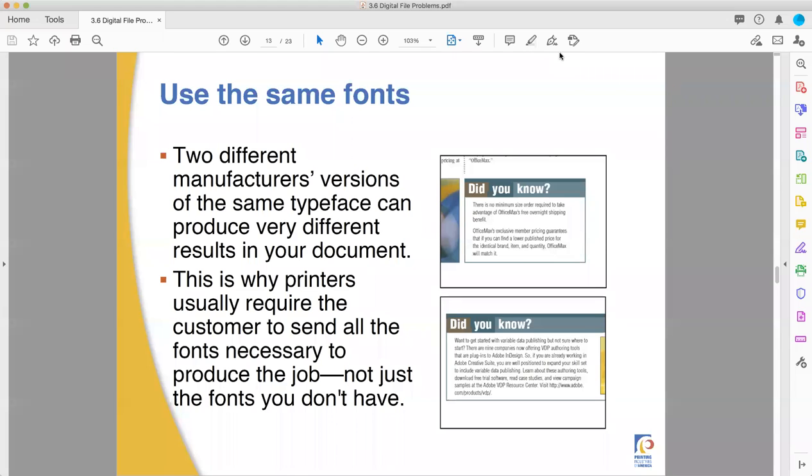But it is legally permissible to send a copy just for output purposes to make sure that text reflow does not happen. Printers usually require, and you should require, that people send you the necessary fonts to produce the job, all of them, not just the ones you don't have. Don't say, oh, no problem, I have Helvetica, I'll be fine, just send me the ones I don't have. Oh, no, no, no, you want their version of Helvetica to avoid that text reflow issue. Because if you have a different version of Times New Roman than they have, made by somebody else, it's not going to work.